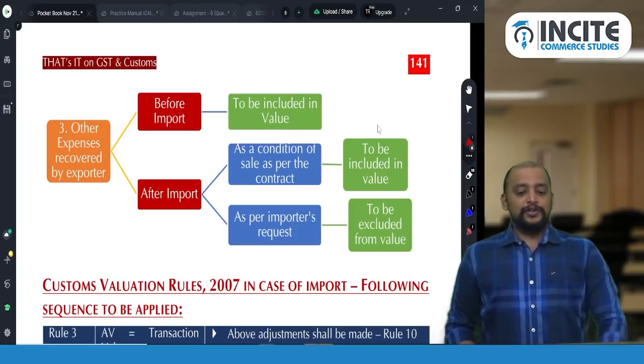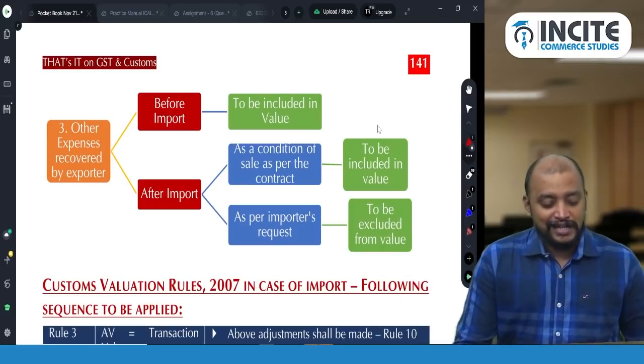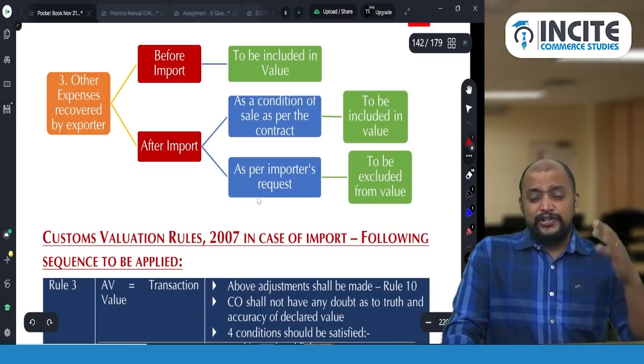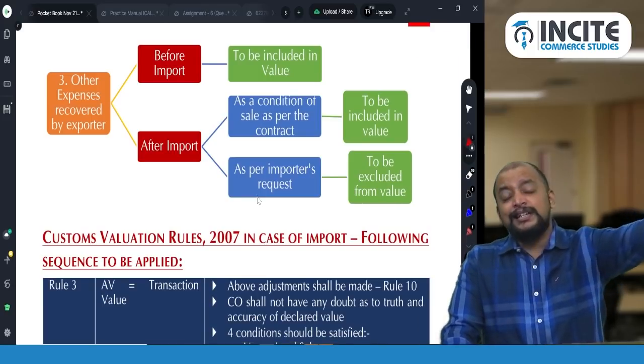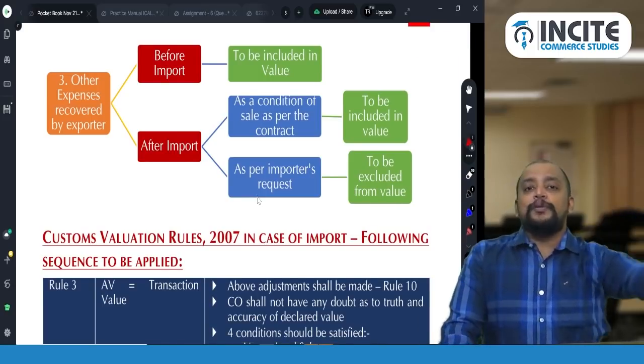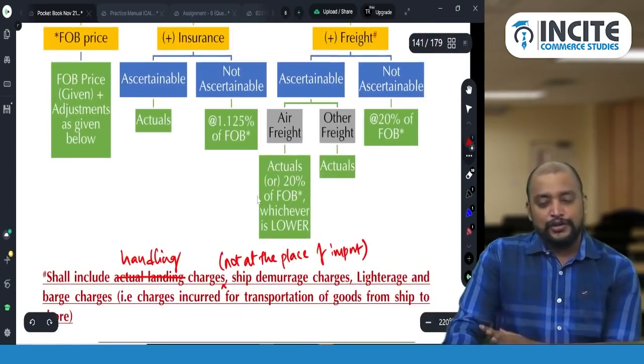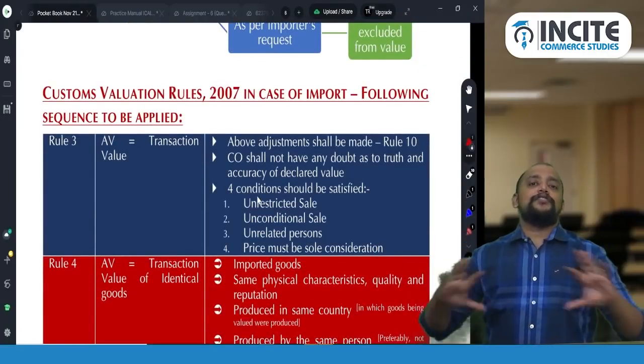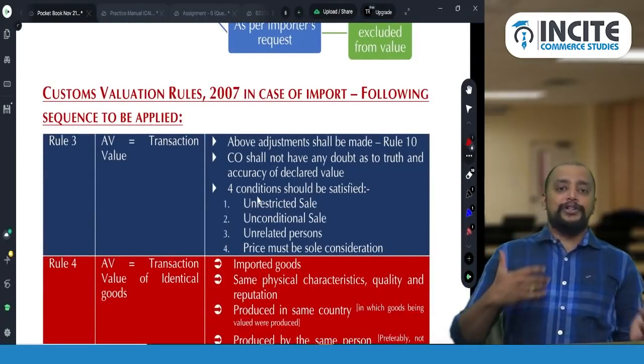Okay. So that is with respect to other expenses recovered by exporter. Now these are the adjustments that we need to make to the FOB price. After making this adjustment to the FOB price, then we need to add freight and insurance. Now you will be getting the value of imported goods. On that value of imported goods, we have already seen how to compute the customs duty payable.